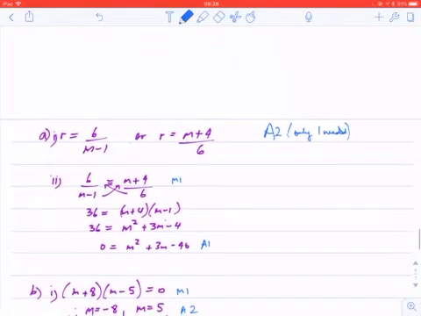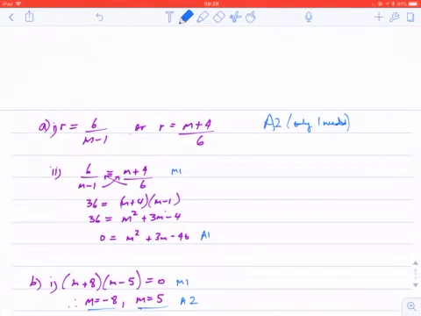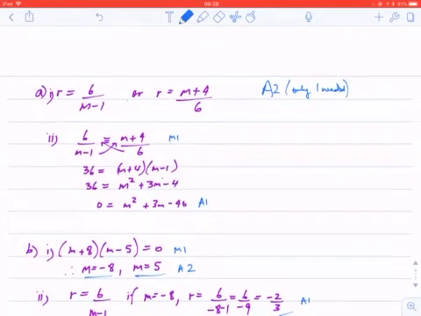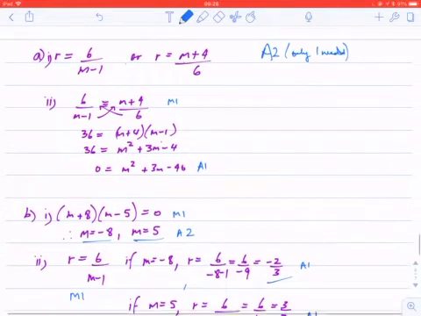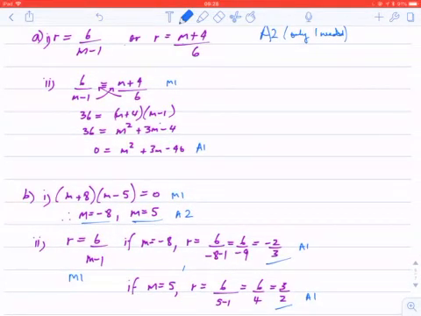We're then asked to solve for m, so using factorisation is the quickest method. I'll get minus 8 and 5 as my 2 m values. Now be careful here, the ratio, if m equals minus 8, is going to be minus 2 on 3. If m equals 5, the ratio is going to be 3 over 2.